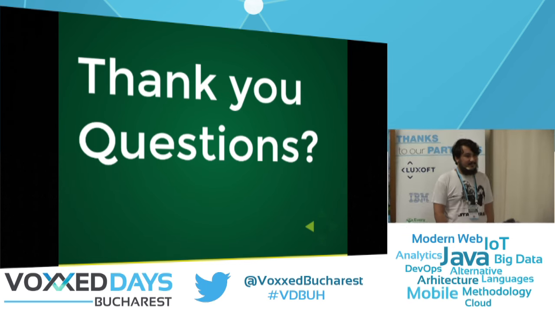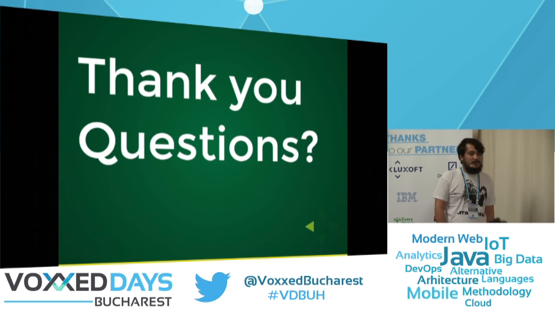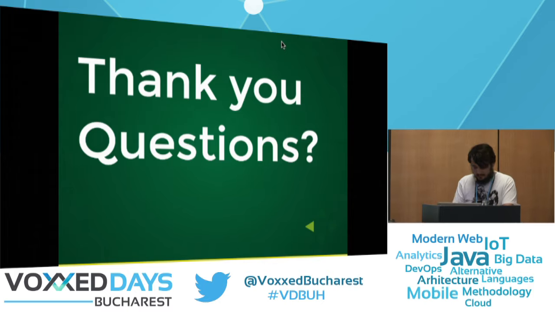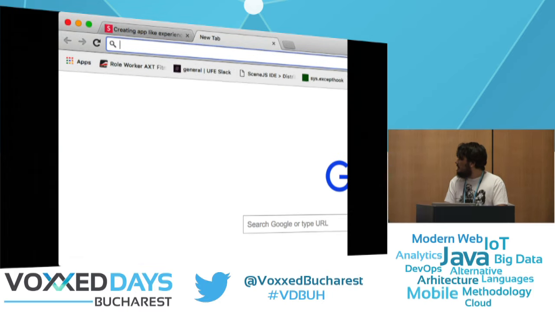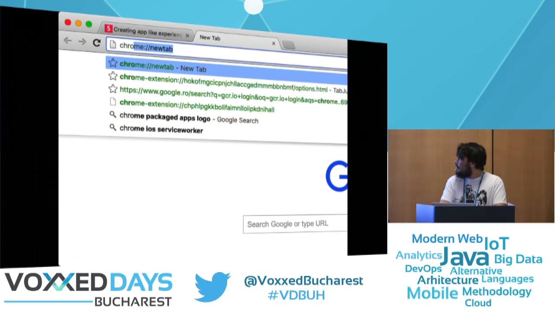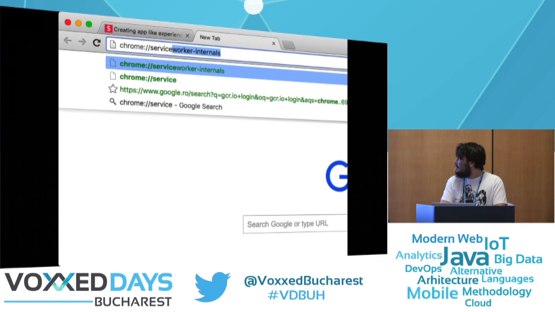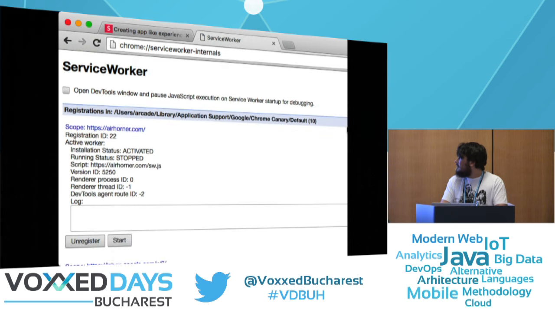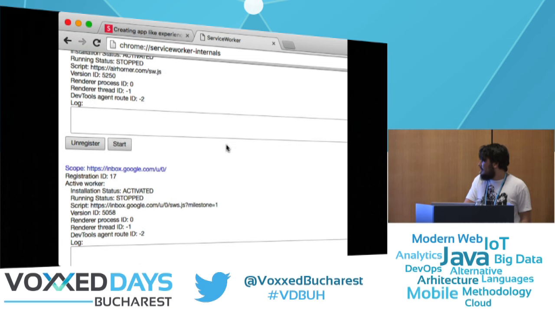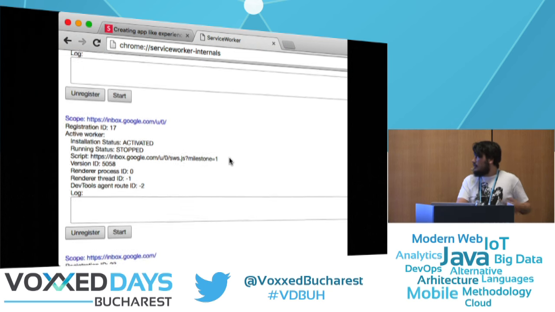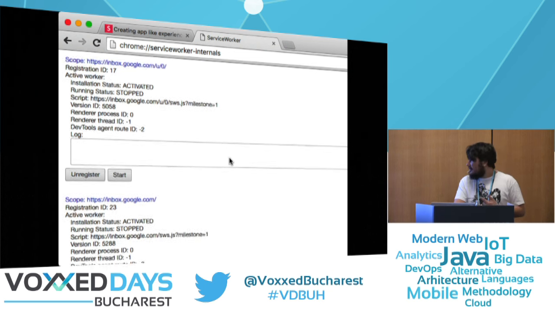Because I've actually inspected my service workers, let me just show you that, if I can remember the URL. Okay, chrome colon slash slash service worker internals. So basically there's Chrome service worker internals, and you can see all of the service workers that you have running. So I have one for Airhorner, which is a demo app. I have one from Google Inbox. This also sends push notifications, by the way.